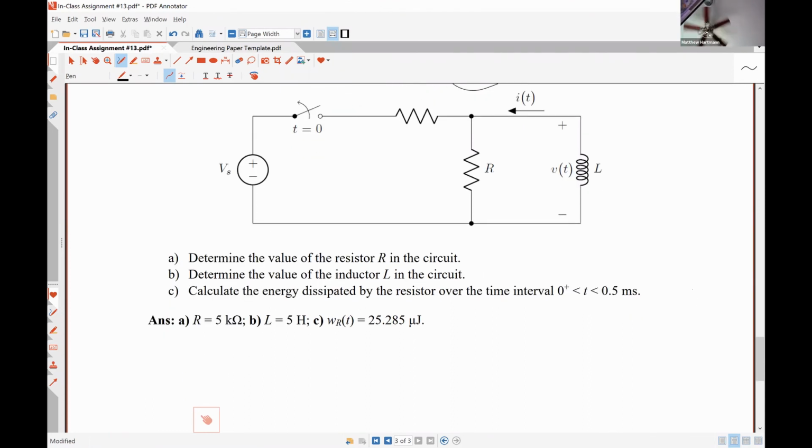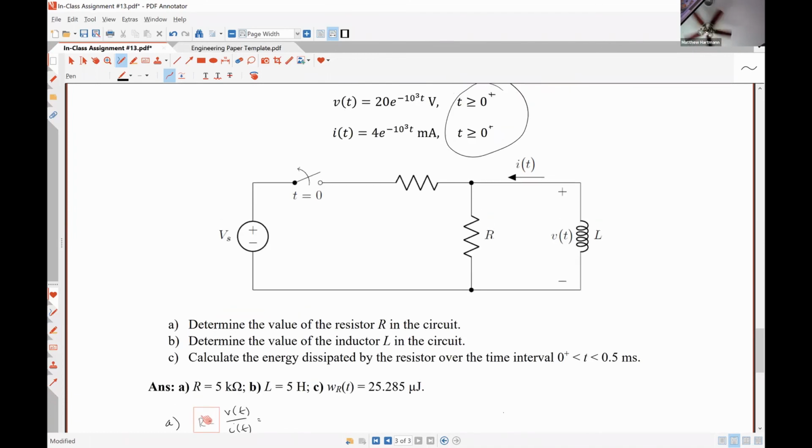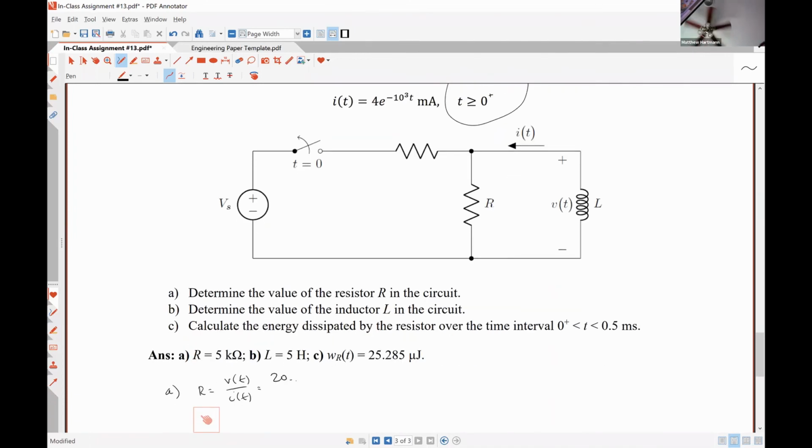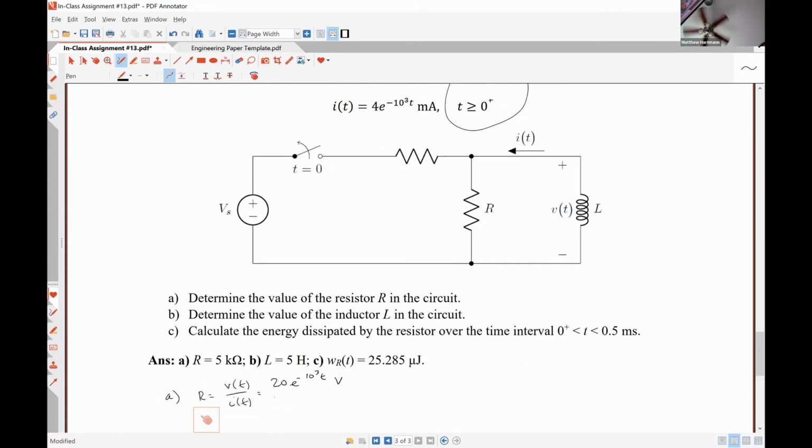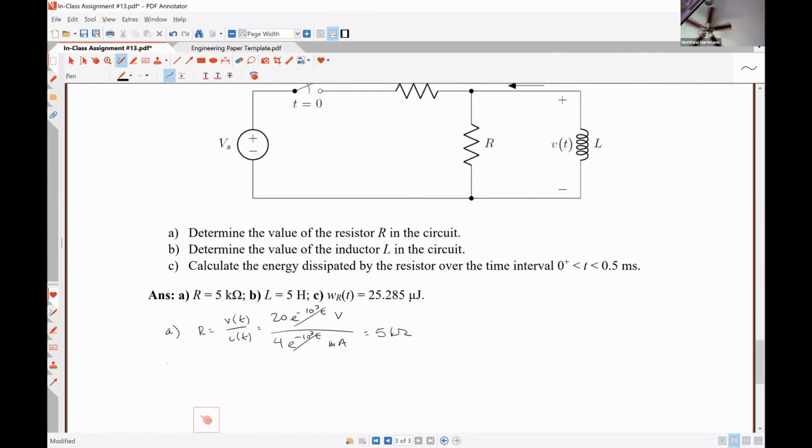No problem whatsoever there. So for part A, R is equal to V of t divided by I of t, which we can see by inspection. Well, let's just draw it out. 20 e to the minus 10 to the 3 t volts divided by 4 e to the minus 10 to the 3 t milliamps gives us, so these exponentials cancel out, so we have 20 volts over 4 milliamps is 5 kilo ohms. Nothing crazy there. For part B, determine the value of the inductor. How are we going to go about doing that?